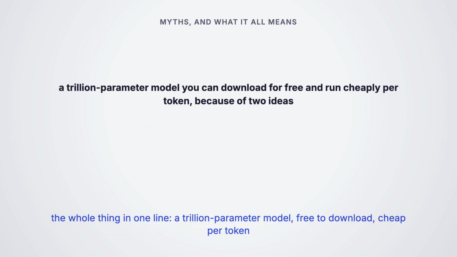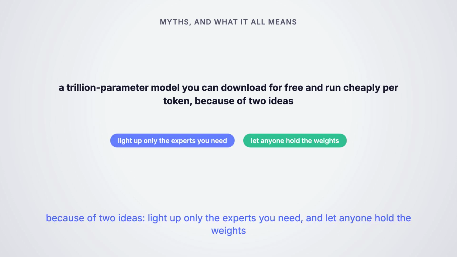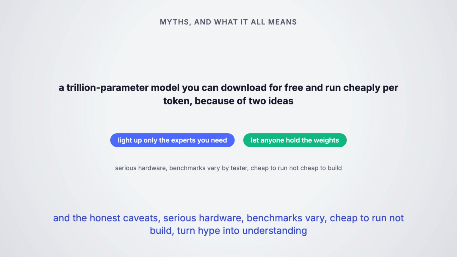Here is the whole thing in one line. A trillion-parameter model you can download for free and run cheaply per token exists because of 2 ideas: light up only the experts you need, and let anyone hold the weights. And the honest caveats, that it needs serious hardware, that benchmarks vary by tester, that cheap means cheap to run and not cheap to build, are what turn this from hype into real understanding.